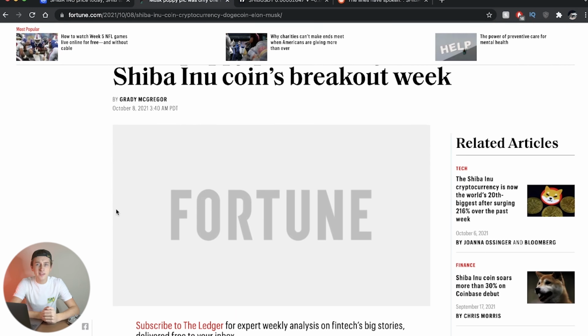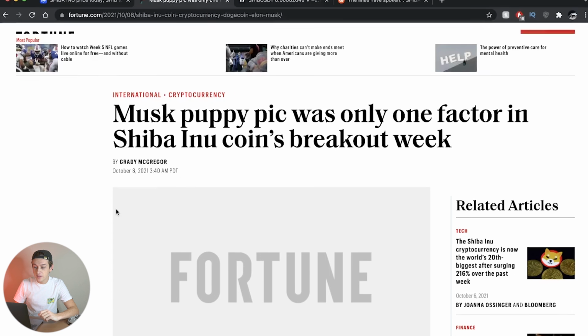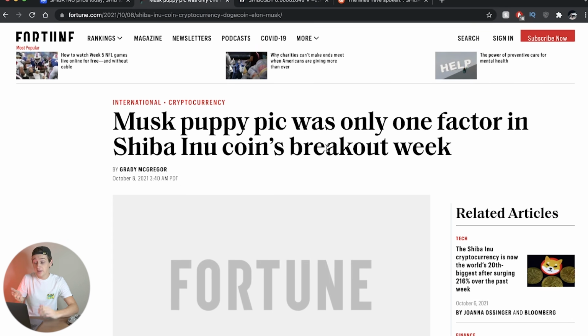And this talks about the recent run-up that we saw, where Shiba Inu ran to all-time highs. And as you can see here, the Musk puppy pic, or the Floki pic that we all saw on Twitter, was probably one of the largest catalysts to this rally. You can argue if it's whales or whatever. I'd love to know your opinion down in the comments below. But again, I think that the Elon Musk picture was the main driver of this rally.